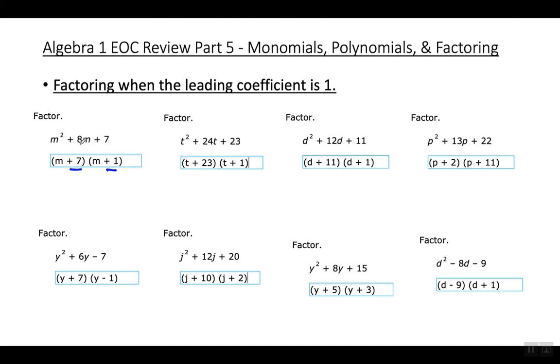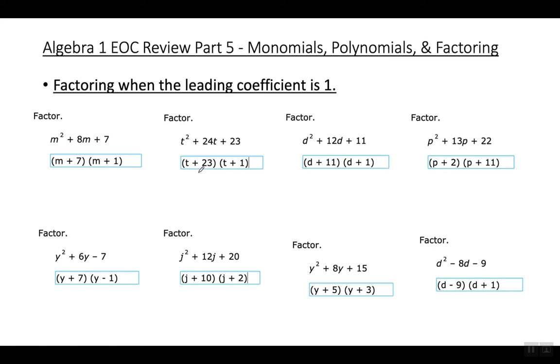Okay? Así que tengo que poner dos paréntesis. Al principio pongo la raíz cuadrada de lo que esté aquí, que en este caso es m. Ahora aquí tengo que poner dos números que cuando se multiplican te da el número que está aquí y cuando se suman te tiene que dar el número que está en el medio. Así que aquí está mi respuesta, 7 y 1. Cuando multiplico 7 por 1 me da 7. Cuando sumo 7 más 1 me da 8.